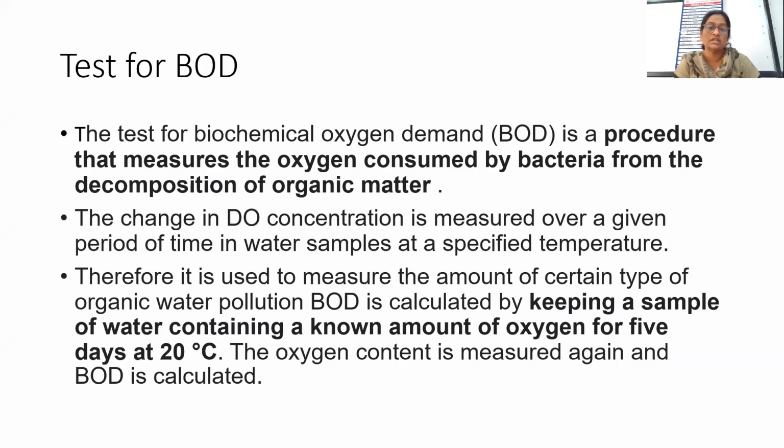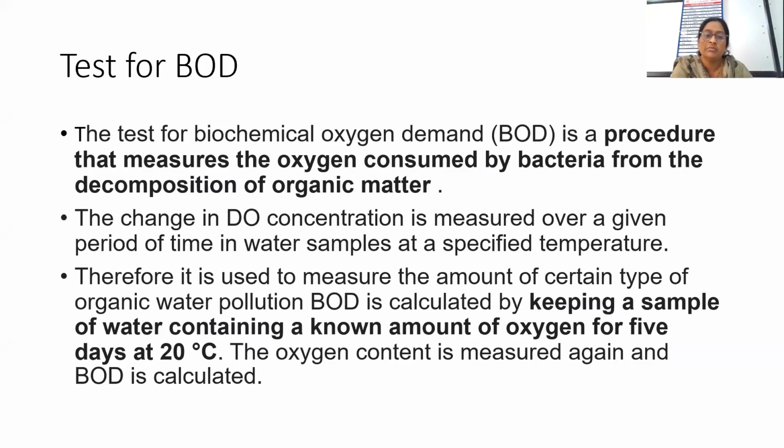Okay, on the 5th day, I can check the dissolved oxygen level in the second BOD bottle. So DO0 is the dissolved oxygen level determined on the 0th day, and DO5 is the dissolved oxygen level determined on the 5th day. So DO0 minus DO5. That way you can find the difference between the two DO levels, or simply the consumed oxygen level. That is nothing but the BOD.